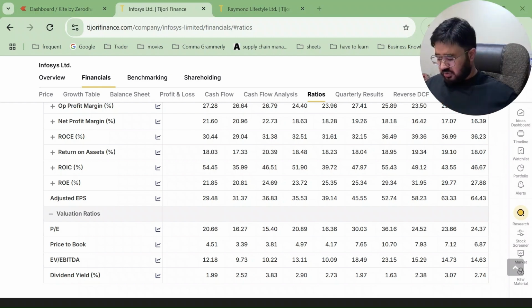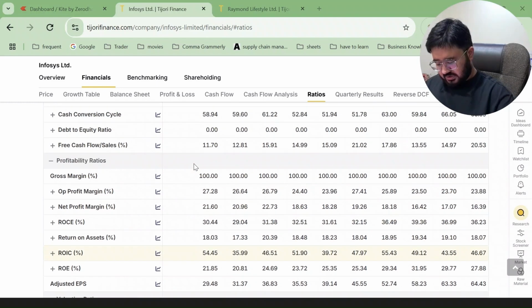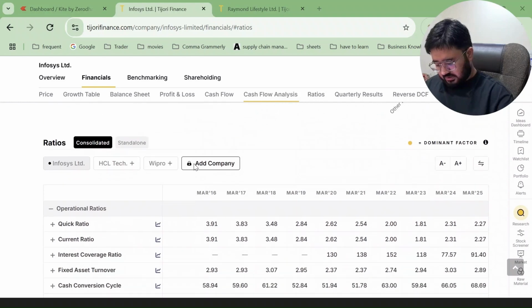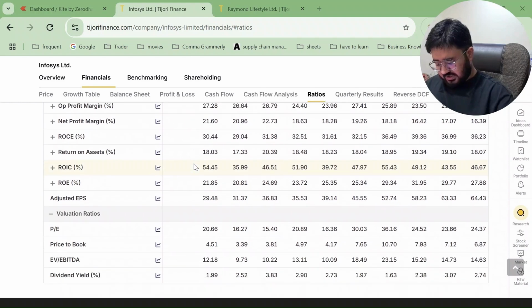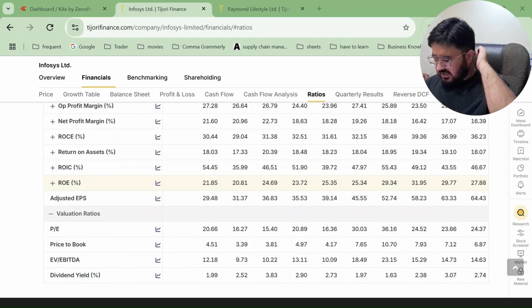Of course, the more the better. So let me just see, in March 2016, its return on equity was 21, and right now it is 27.88. So it has increased over the years. It has decreased in between, but that is okay. It should be consistent at least, right?